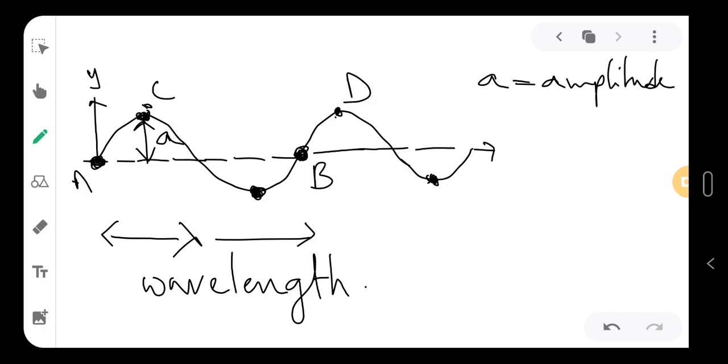And what will be the frequency? The frequency will again be 1 by T. That means the number of complete wavelengths occurring per unit time. Per second, how many wavelengths are being completed, that is your frequency here. The frequency of the oscillation is a different thing from the frequency of the wave. So when we treat oscillation, don't mix these two things.